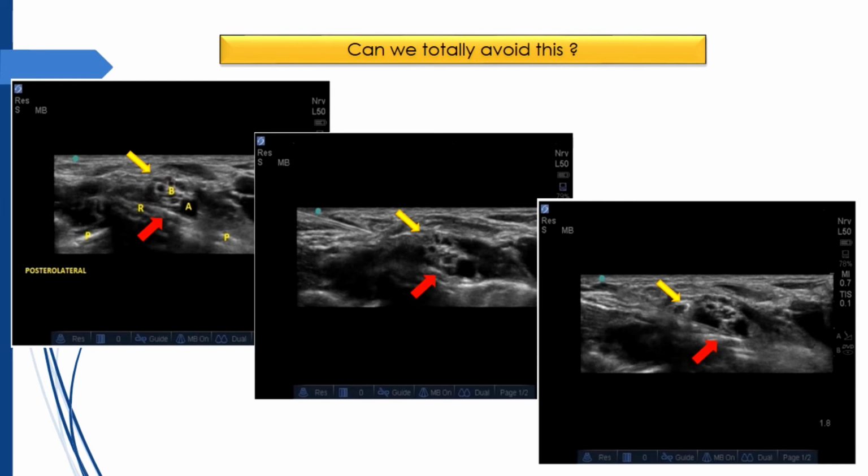Can we totally avoid this? No, my opinion is no. We do not have perfectly robotic hands to totally avoid even a fraction of a degree of tilt. But we can definitely work on our needling skills and cautiously approach the target slowly and steadily.